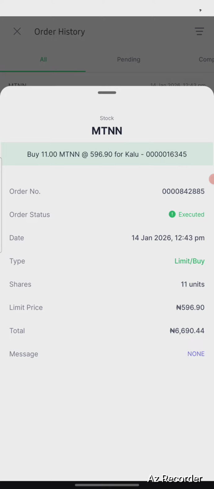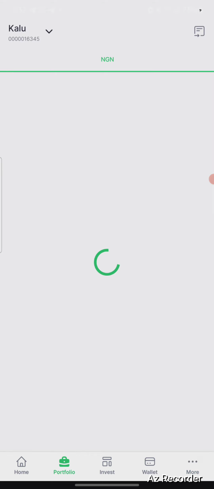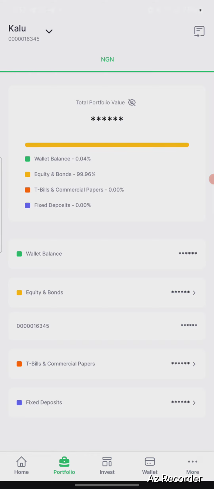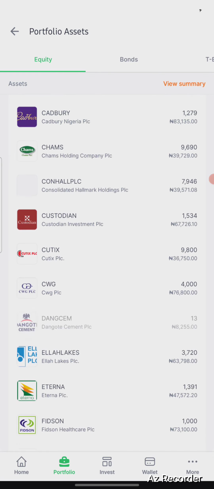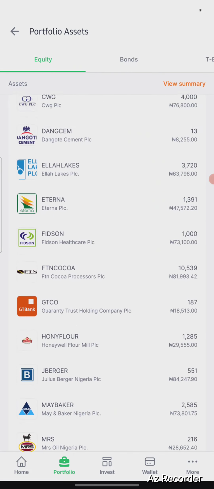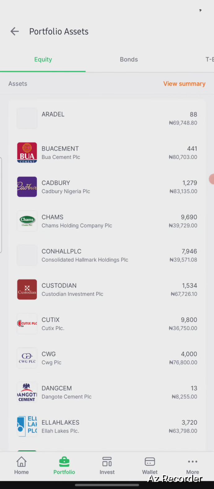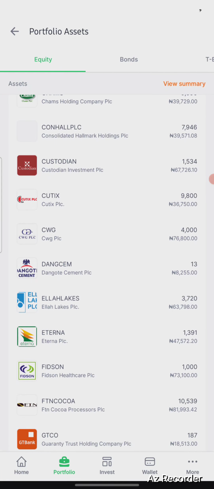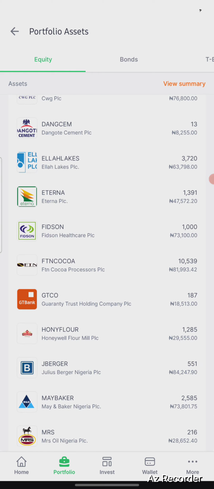So this is how you can check if your order executed or not. Once you see the order status here as executed, you know that yes, your order has been executed. For you to now see it in your portfolio, you go over to your portfolio here, click on portfolio, and you see equity and bonds. Click on equity and bonds, which are all your stocks. Look at the stocks I have here. If the stock is showing here, know that your order executed successfully.